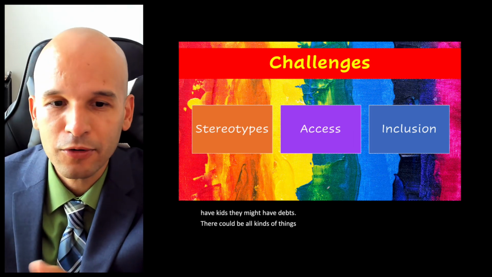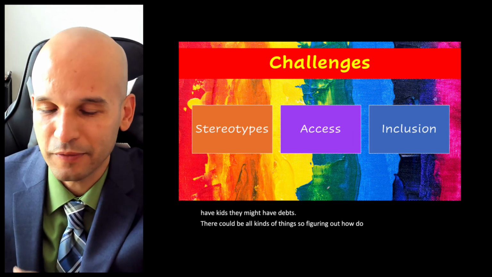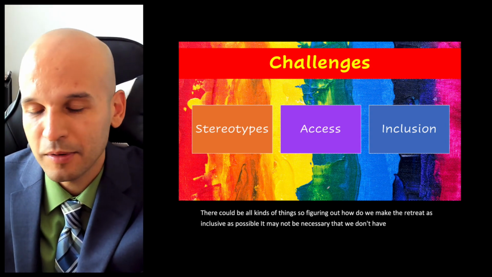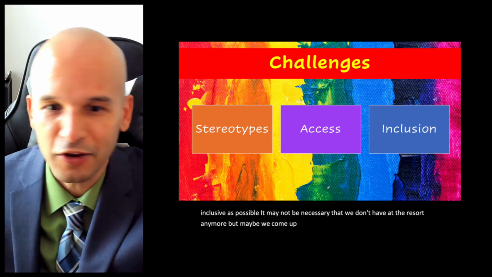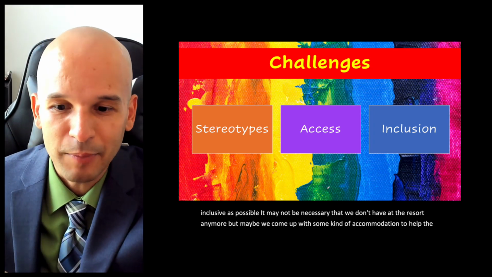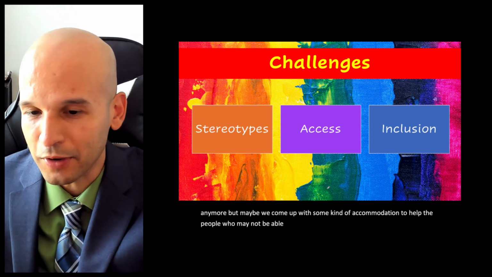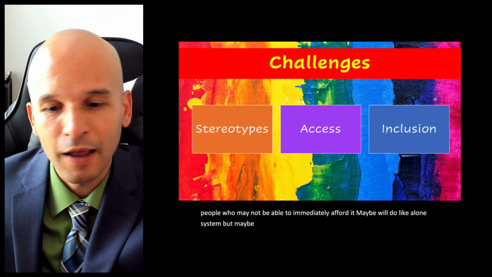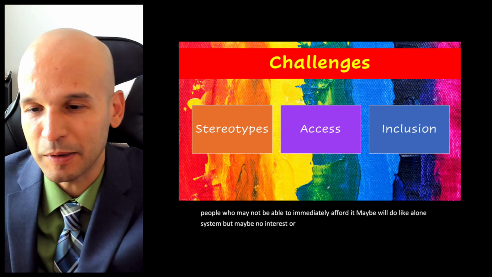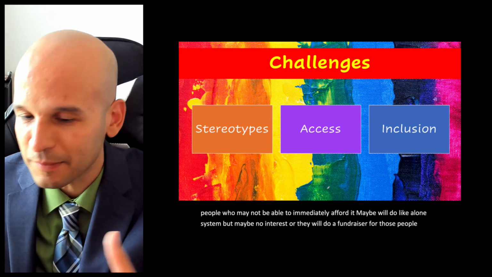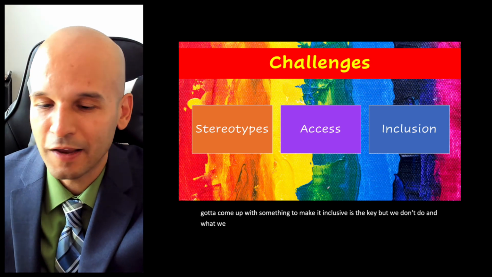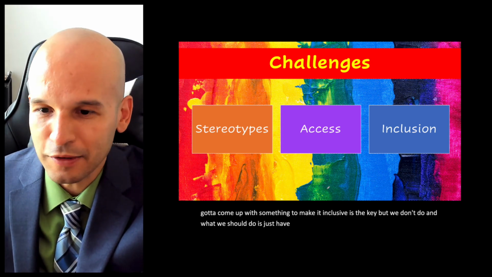So figuring out how to make the retreat as inclusive as possible, it may not mean necessarily that we don't have it at the resort anymore, but maybe we come up with some kind of accommodation to help the people who may not be able to immediately afford it. Maybe we'll do a loan system, but maybe no interest, or maybe we'll do a fundraiser for those people. So you got to come up with something to make it inclusive is the key. But what we shouldn't do is just have the retreat, and if you can't afford it, then too bad.